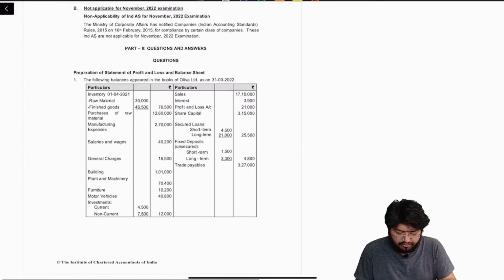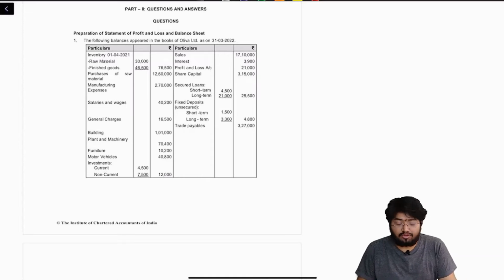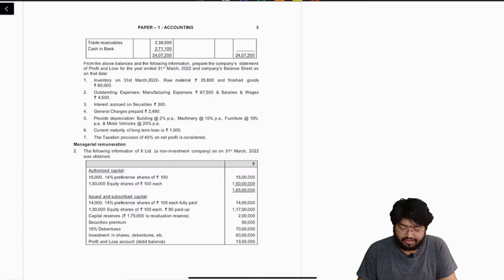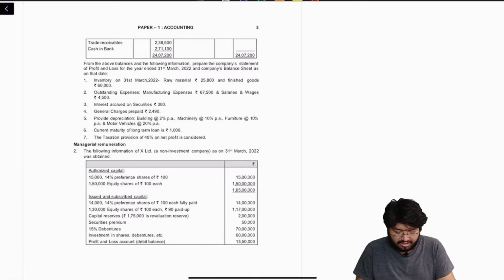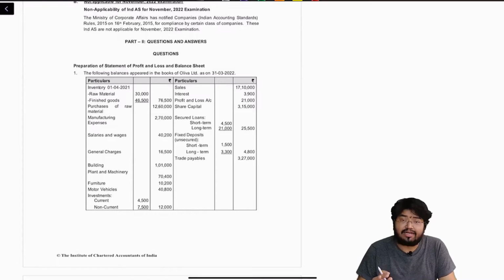And then moving forward to the questions, the first question is about preparation of financial statements, where you are given the trial balance and other information for us to prepare financial statements. So I'm sure you will be able to do it, but I would quickly run through what you are supposed to do. Okay, so let's quickly run through the given question.